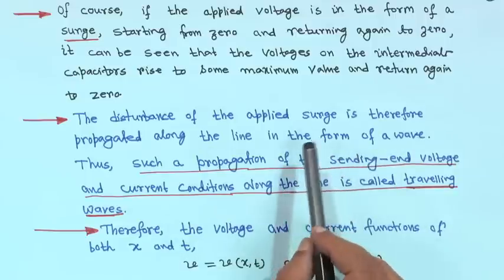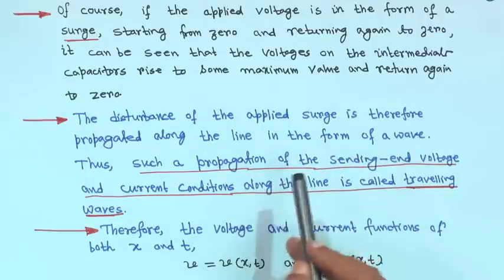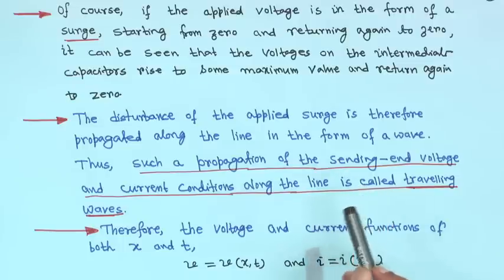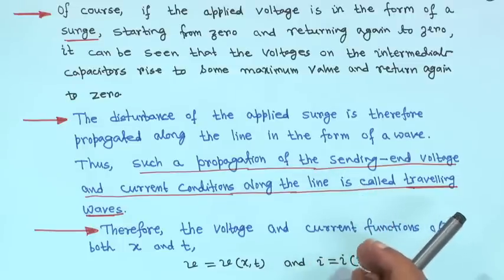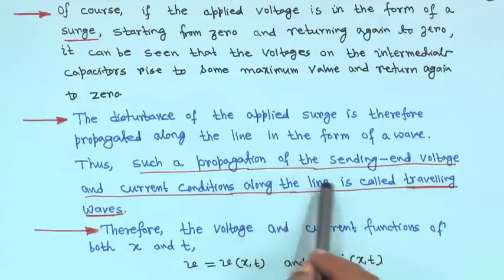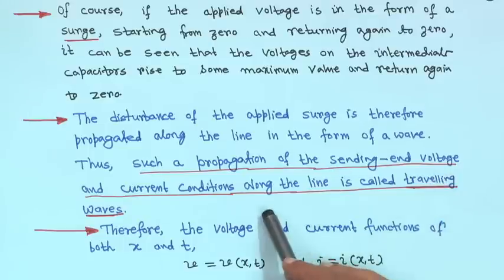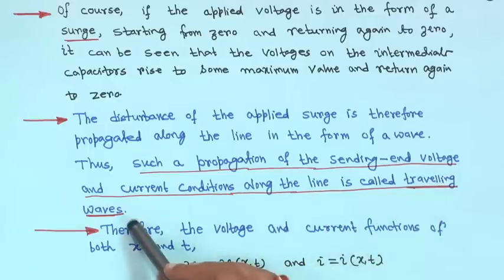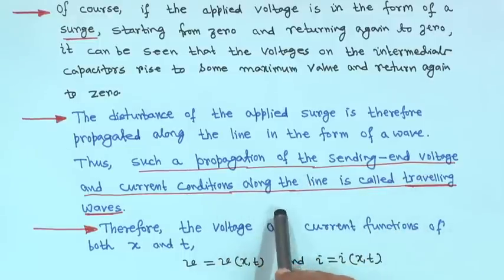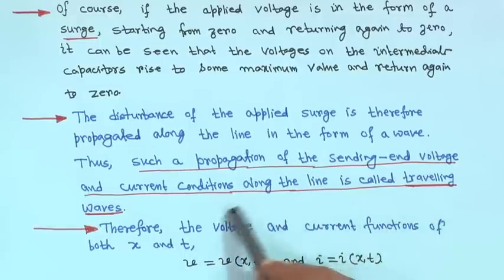Right. So this kind of disturbance will therefore be propagated in the form of a wave. Every voltage wave has a current wave associated with it, right. Such a propagation of the sending end voltage and current conditions along the line is called travelling waves. So, that is why its name is travelling wave.